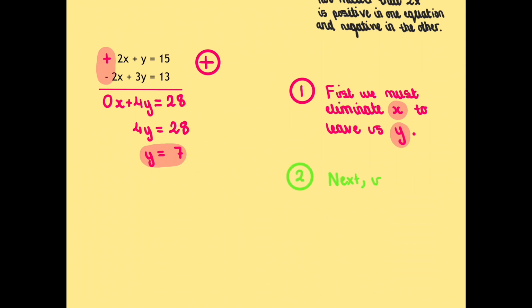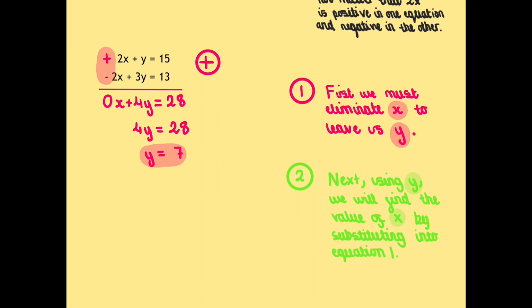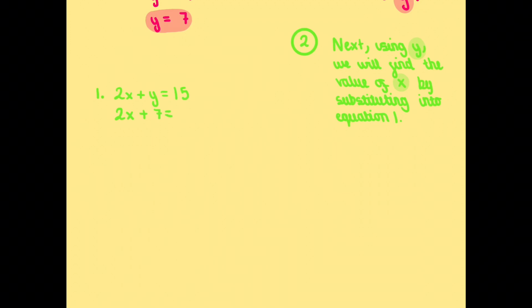So now that we found out the value of y, we will use it to find out the value of x by substituting into equation 1. You can choose any of the two equations to be equation 1. Just make sure that they're easy to work out, because an easier equation would be much more useful in an exam. So we're choosing the first equation as equation 1 for this particular question.